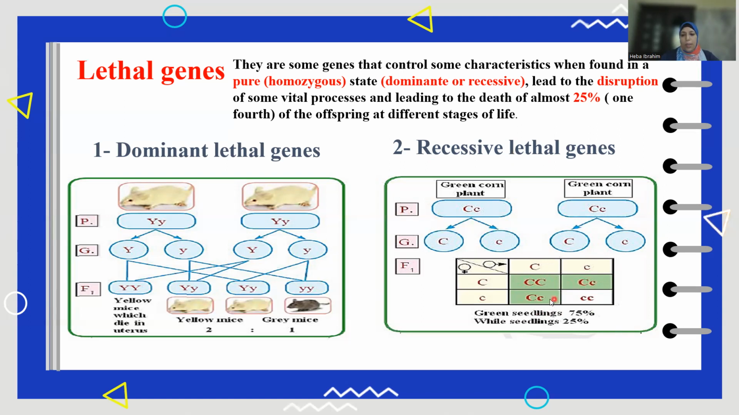No problem in these two individuals. cc is the individual that will die. Why? Because this individual carries the recessive lethal genes. And this is our third non-Mendelian case.